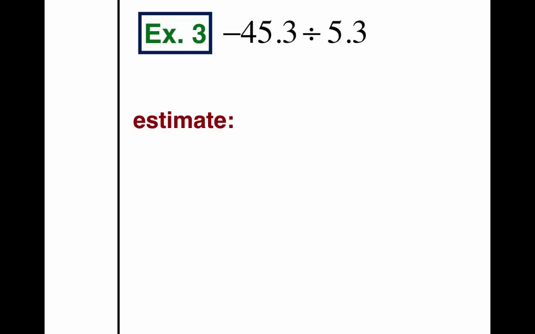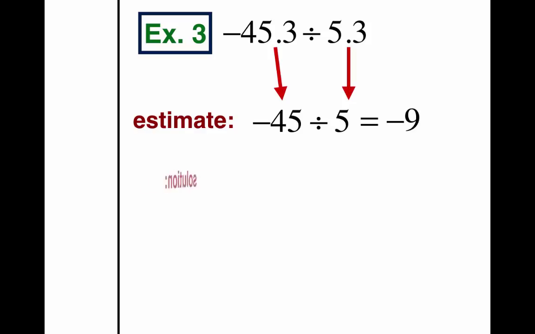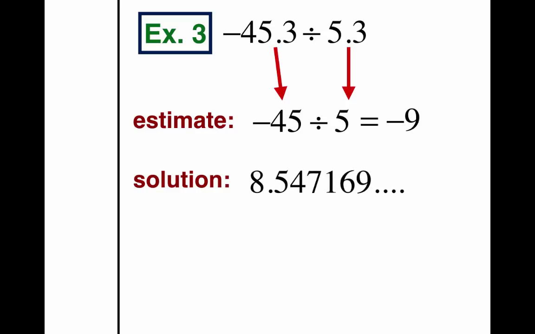What am I going to estimate? Well, negative 45.3 is like negative 45, and 5.3 is like 5. They don't match. I'm expecting a negative answer, and when I divide 45 by 5, I get negative 9. So I'm expecting negative 9. Now, actual answer, let's put it in a calculator. Let's divide 45.3 by 5.3, and we get 8.547169. It just kind of kept going on my screen. But very close to negative 9.